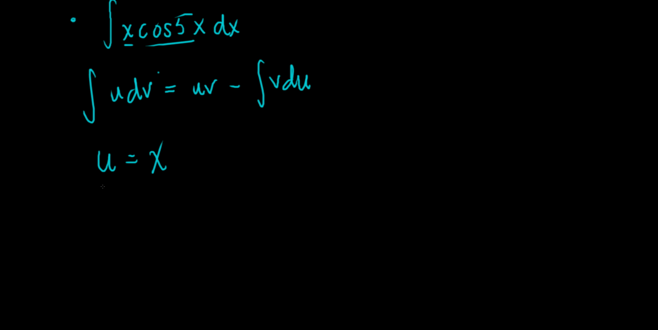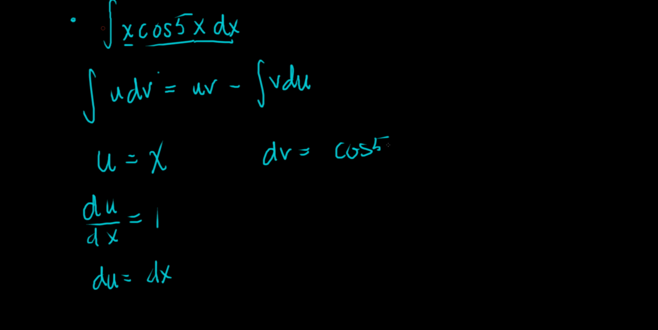And so if we do that, if we differentiate both sides, we get that du over dx equals 1. If you move dx to the other side, you just see that du is equal to dx. And if we do that, the only thing we can do for this cosine of 5x dx is to let that equal our dv. So if we say dv is equal to cosine of 5x dx, well, we need to find v, right? How do we find v? Well, we integrate both sides.